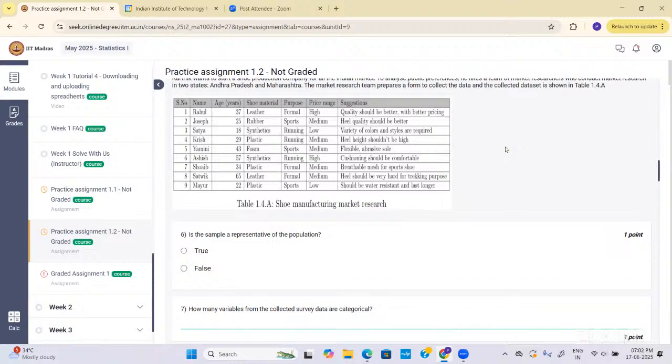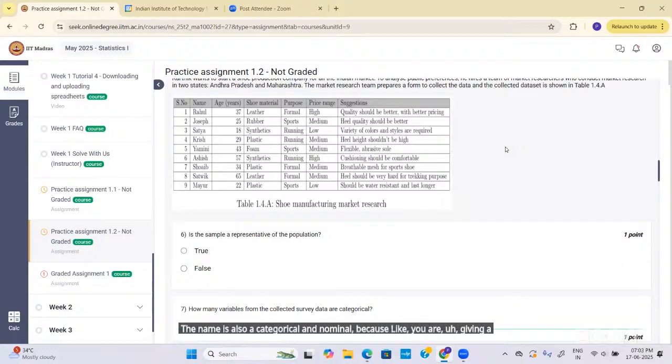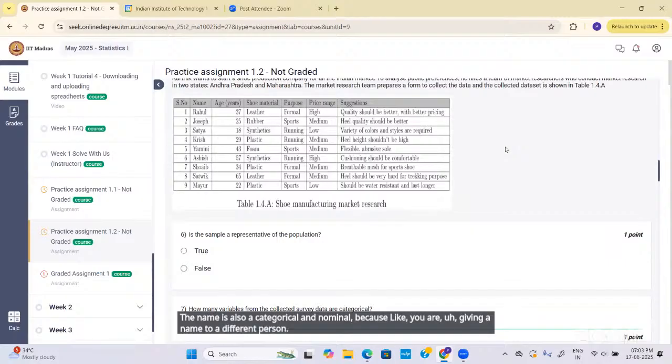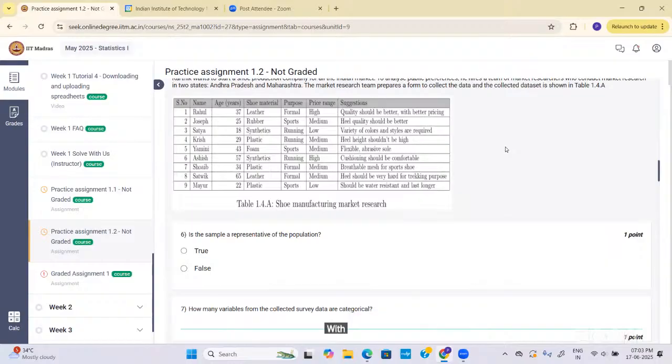See, name is also categorical and nominal because you are giving a name to different persons to identify them. That is correct. We are using the name to identify the different persons, but you can assume that we are labeling the different persons with a name. And there is no order or numerical meaning with the name of a person. So it will be a nominal variable only. So ma'am, do we consider that name is categorical only? Yes, yes. Okay, ma'am.